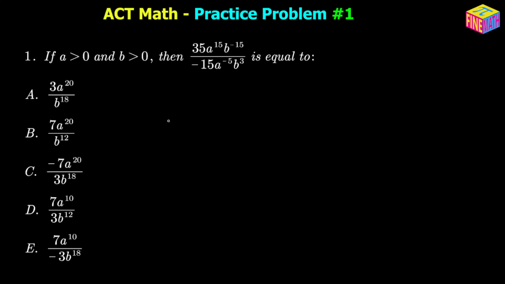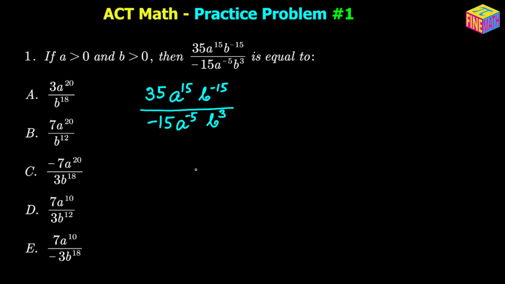So what is the original expression here? Well, let me write it down. The original expression is like this. It is 35 over negative 15, and then in the numerator we have a to the power 15 times b to the power negative 15, and in the denominator we have a to the power negative 5 times b to the power positive 3, right?